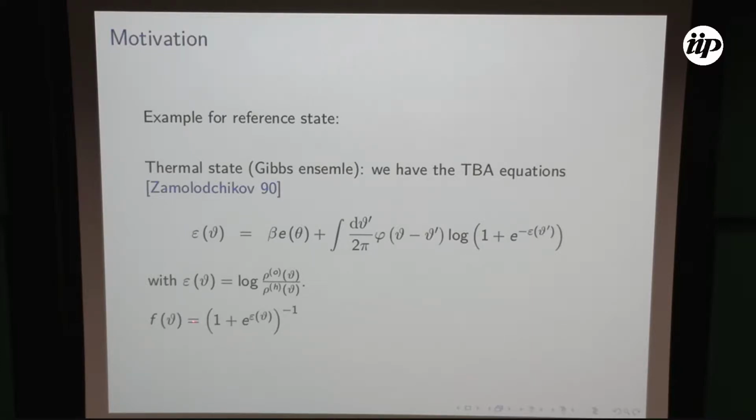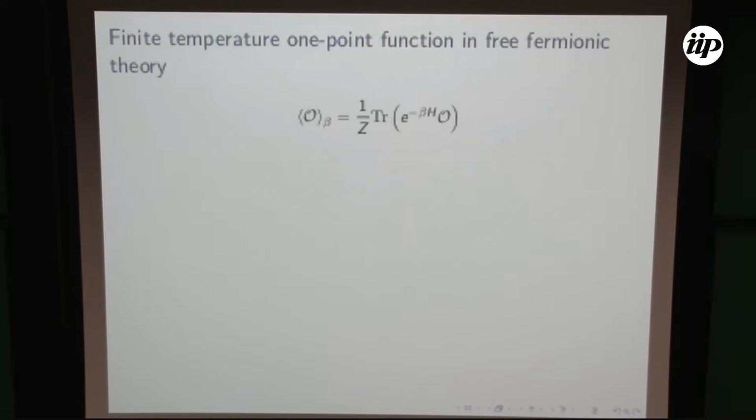And in this situation, the filling fraction is just 1 over 1 plus e to the epsilon. For free theories, this is just the Fermi-Dirac distribution. But here we have this epsilon energy that contains information about the interactions. Okay, so let's check a really basic, simple example.